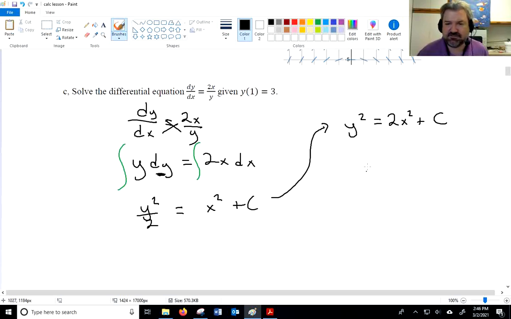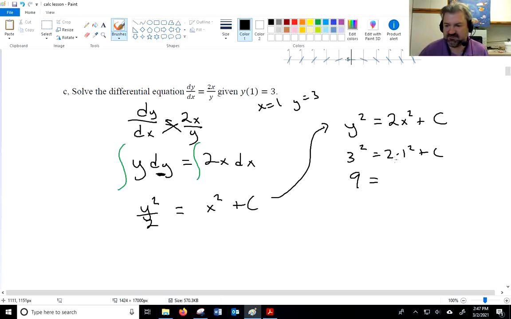Now, at this point, I'm going to go ahead and plug in my 1 and my 3. y(1) equals 3 means x equals 1 and y equals 3. So 3 squared equals 2 times 1 squared plus C. And I'm choosing to do this here because I like this equation like this. I don't want square roots and things like that yet.